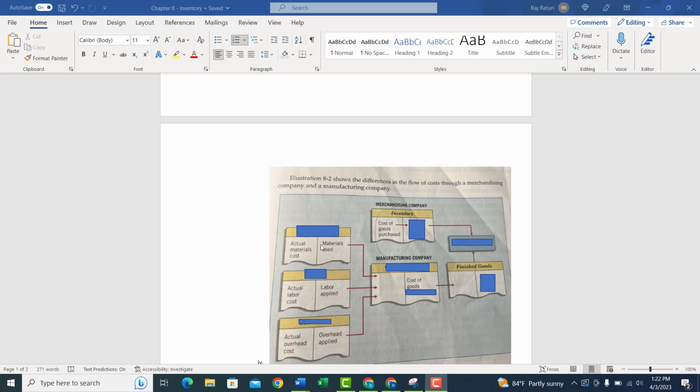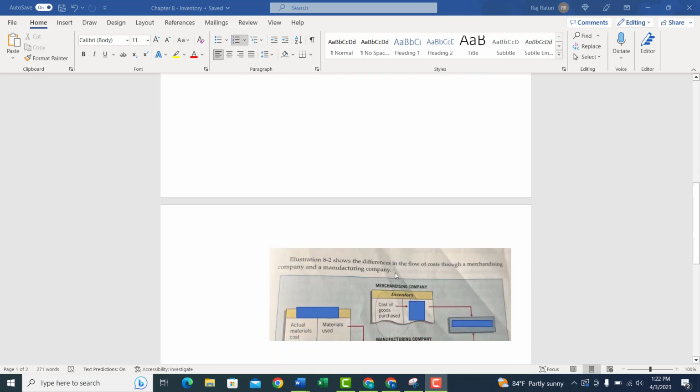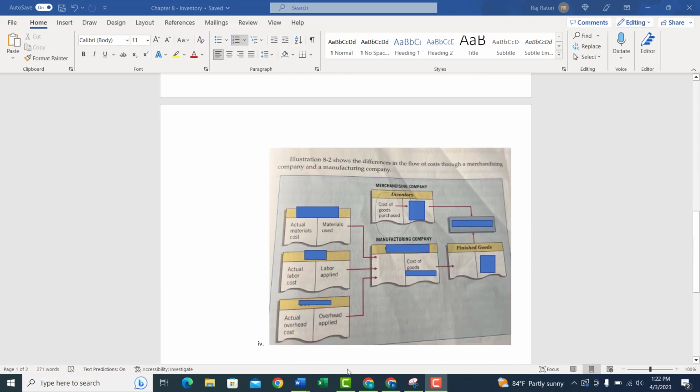And then all 3 of these accounts, raw material, direct labor, and manufacturing overhead, are going to funnel into the debiting of the work in process account. So that is it for this introduction of learning objective 1. Thank you.